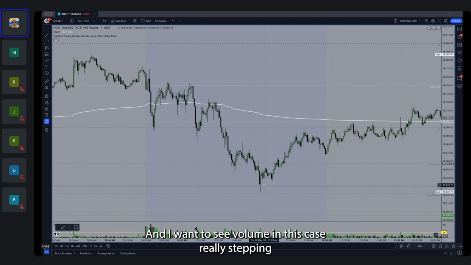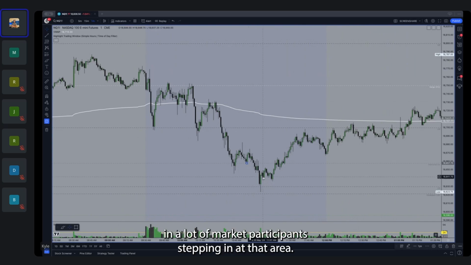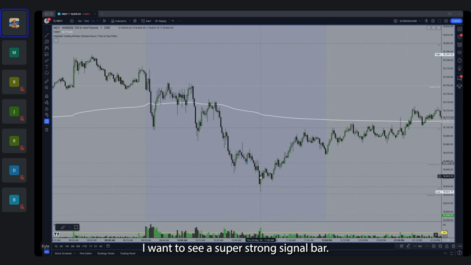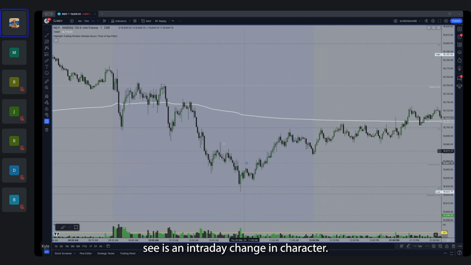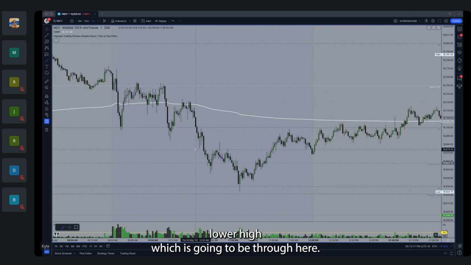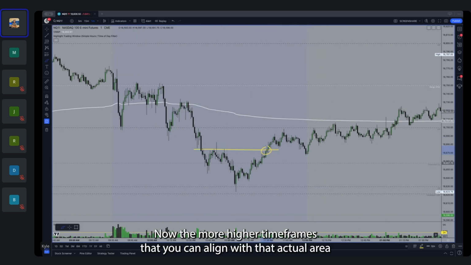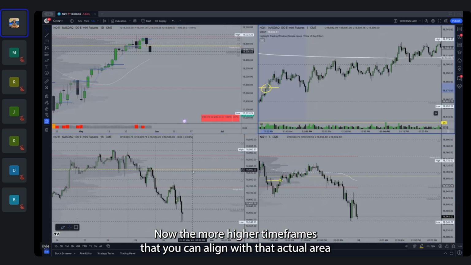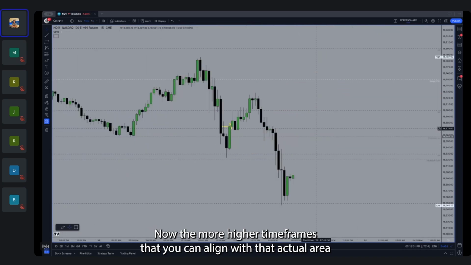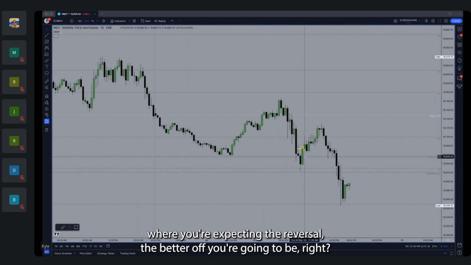And I want to see volume really stepping in, a lot of market participants stepping in at that area. I want to see a super strong signal bar. And then from there, what I need to see is an intraday change in character. So I need price up and through the most recent lower high, which is going to be through here. There's your intraday change in character. And then I also want higher time frames. Now, the more higher time frames that you can align with that actual area where you're expecting the reversal, the better off you're going to be, right?